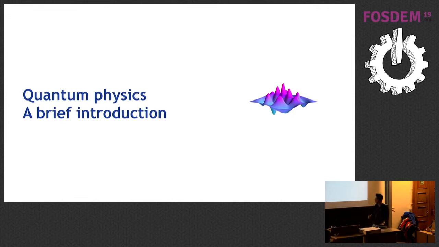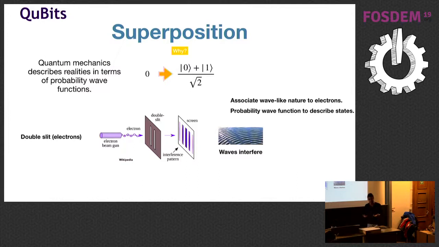The first thing is we have to understand the qubit. So ones and zeros together. Why exactly does this picture come about in quantum physics, and how is it different? Why do we have superposition in quantum physics?